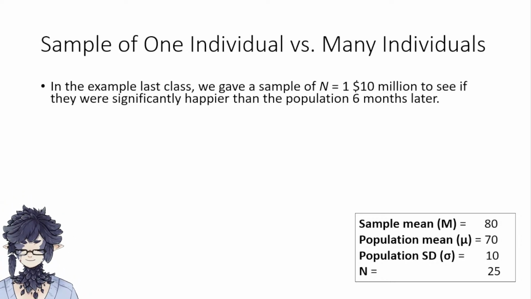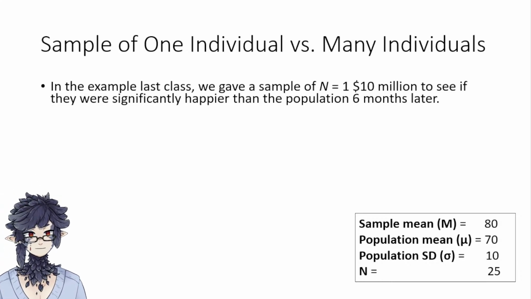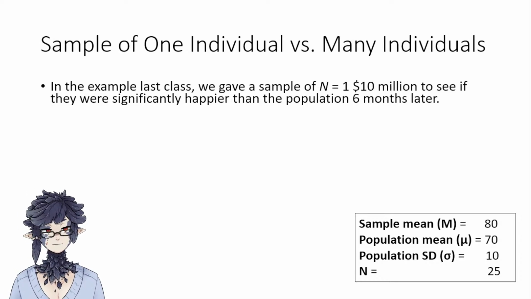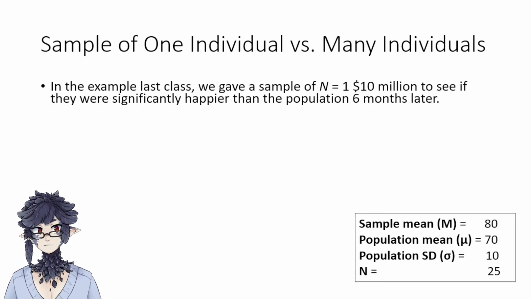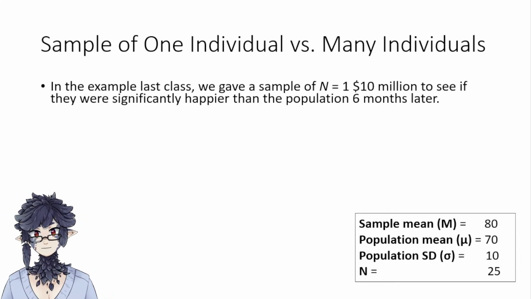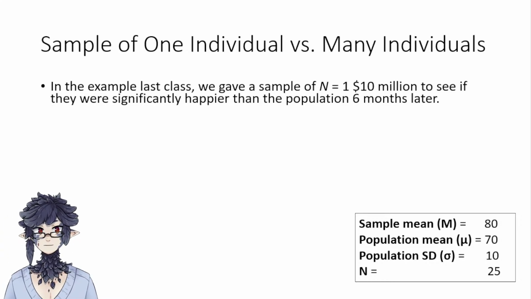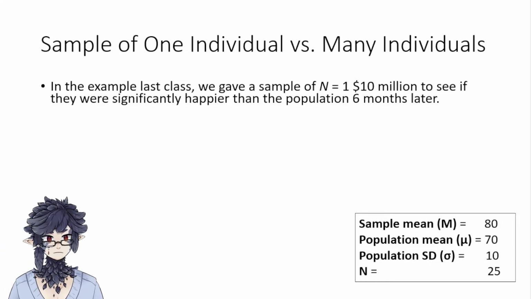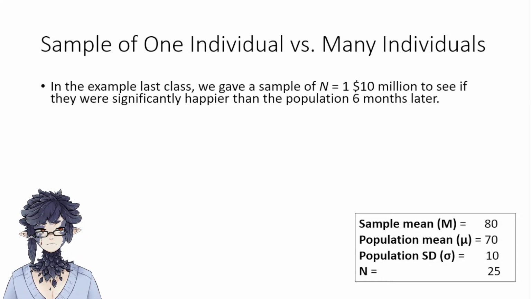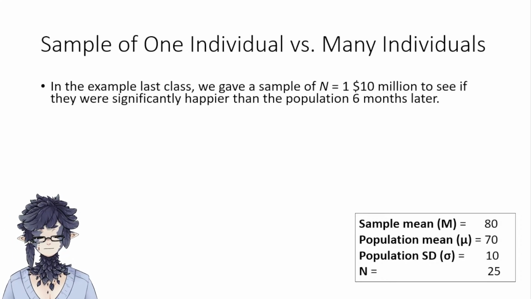Yay. Great success. All right, so last class, we had done an example where we talked about giving a single person $10 million to see if that person was happier 6 months down the line. So essentially, we were doing a hypothesis test with only one person. And this is what we had. We had a sample mean of 80 on this happiness scale. The person that we gave the $10 million to had an 80 out of whatever on the happiness scale. The population mean on this happiness scale was 70. The standard deviation was 10. And our sample size was 1.